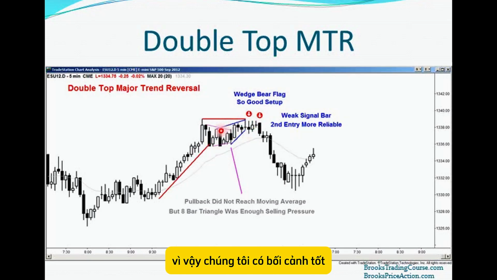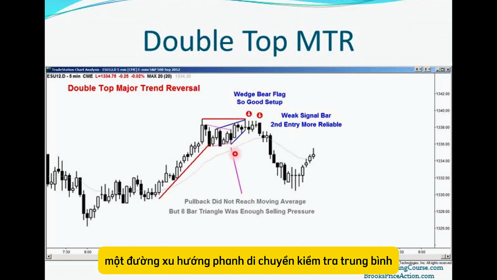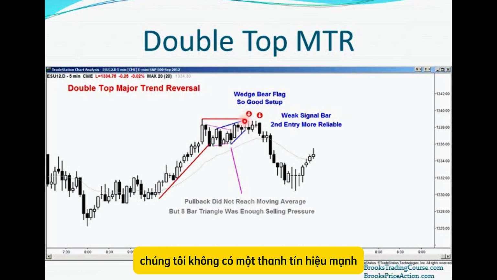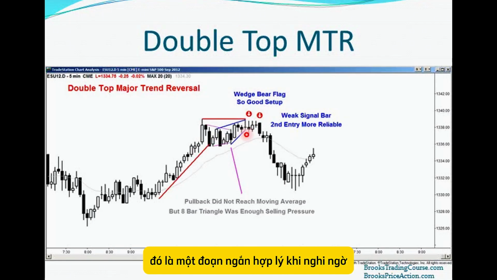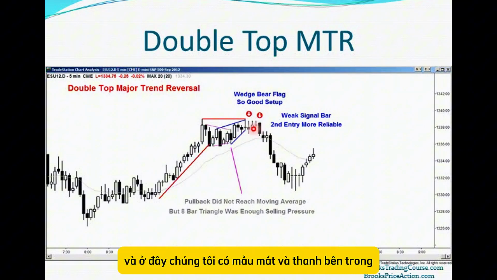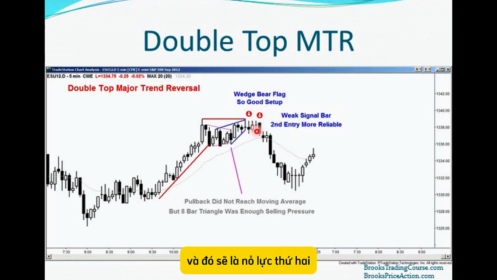So we have good context, a trend line break, moving average test, a weak rally testing the prior high. However, we do not have a strong signal bar. We have a doji signal bar. You can take that short. It's a reasonable short. When in doubt, it's usually better to wait for a second entry. And here we have an II pattern, an inside bar, and then a second inside bar. And that would be a second attempt to reverse the market down. So that would be a higher probability setup.